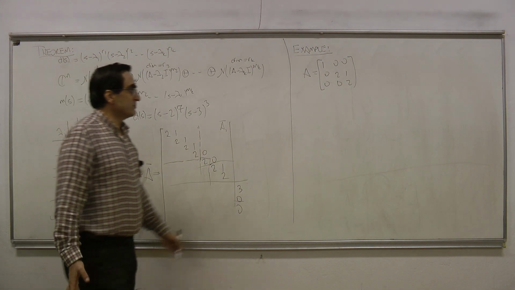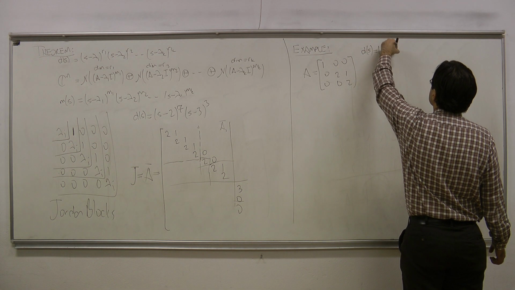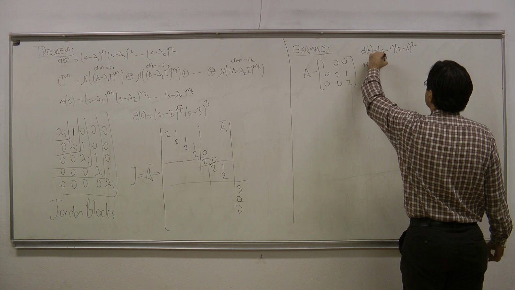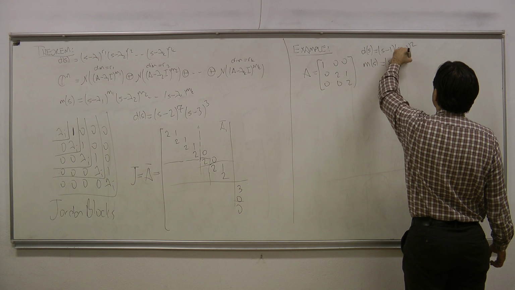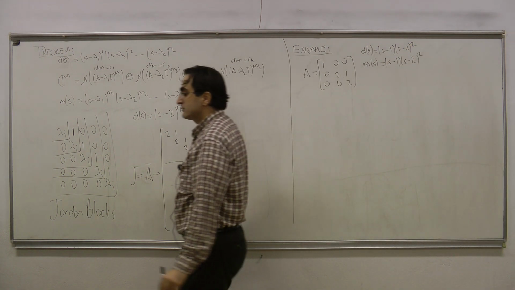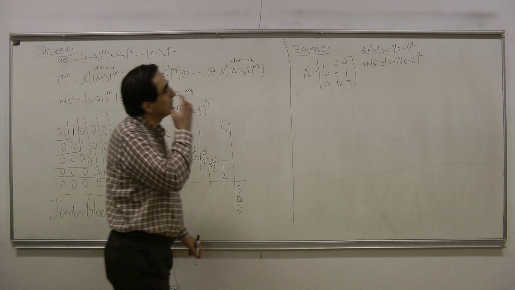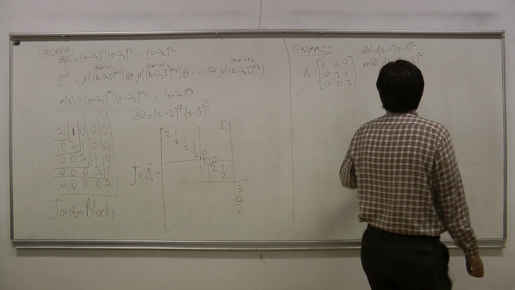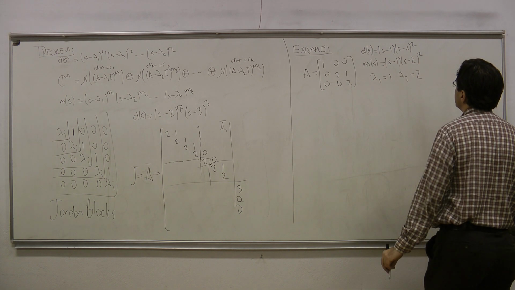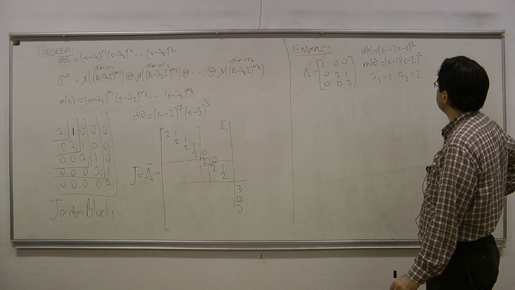Now we know that this matrix has the characteristic polynomial (s - 1)(s - 2)². And in the last lecture we found the minimal polynomial for this matrix as well, and it was the same as the characteristic polynomial. So I have the first eigenvalue 1, the second eigenvalue 2, and these characteristic and minimal polynomials.